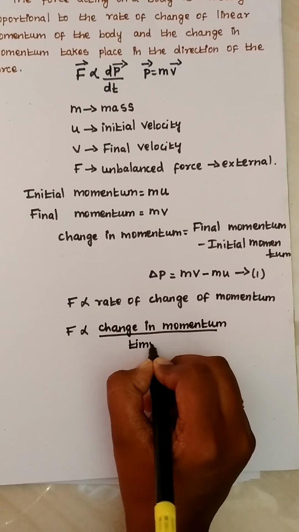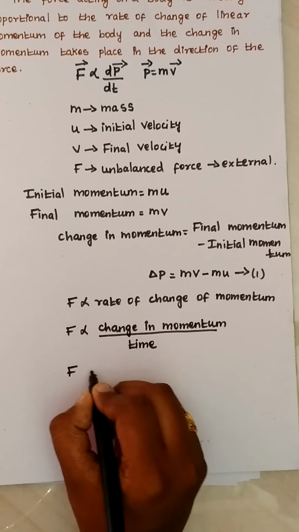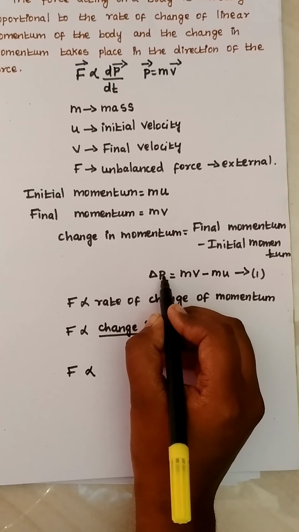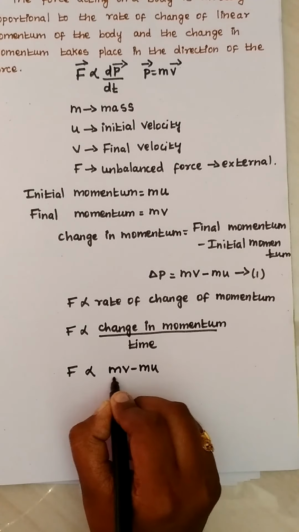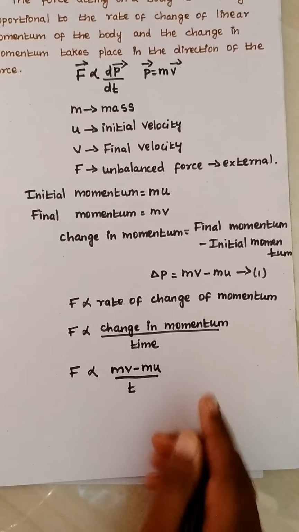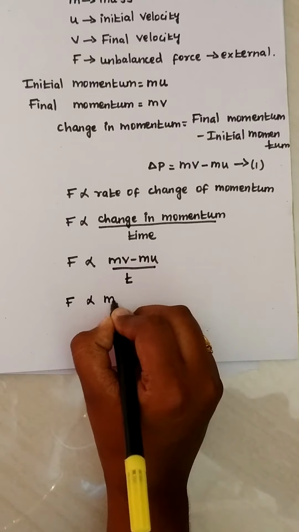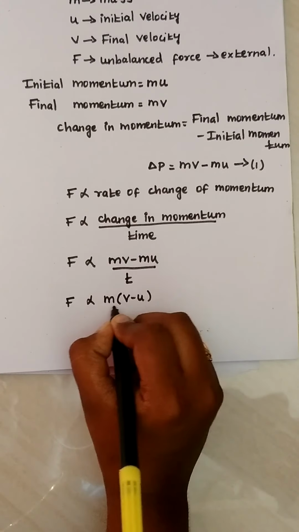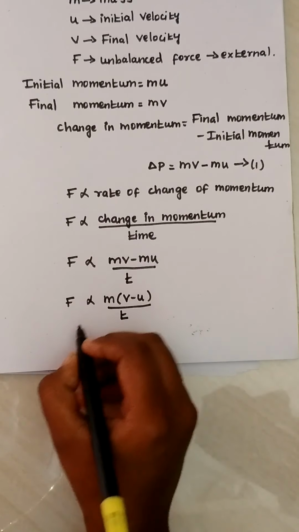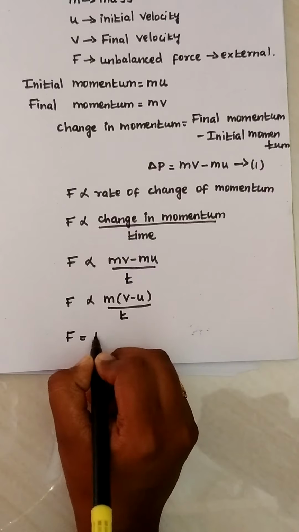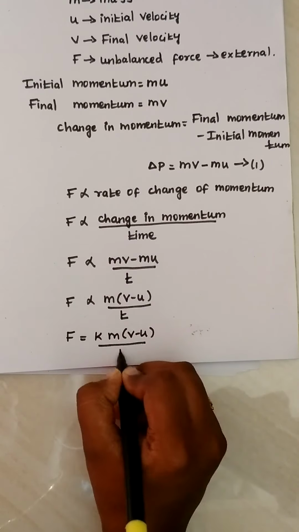Already change in momentum calculate பண்ணிட்டோம். From first equation, this is the change in momentum value. So இங்க substitute பண்ணா என்ன வரும்? F is directly proportional to change in momentum value is mv minus mu divided by time t. Okay, so what is common here? Mass is common. So m common எடுத்துட்டோம்னா v minus u divided by t. So இந்த symbol remove பண்ணோம்னா நம்ம ஒரு constant introduce பண்ணோம். So F is equal to k into m into v minus u divided by t.